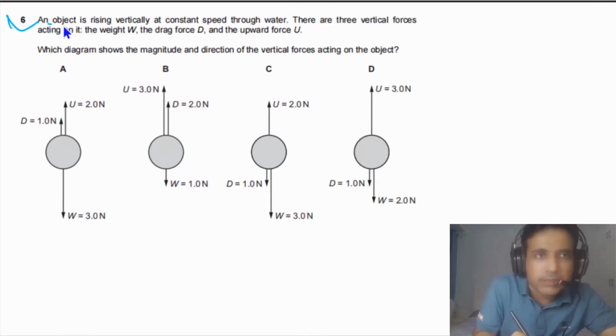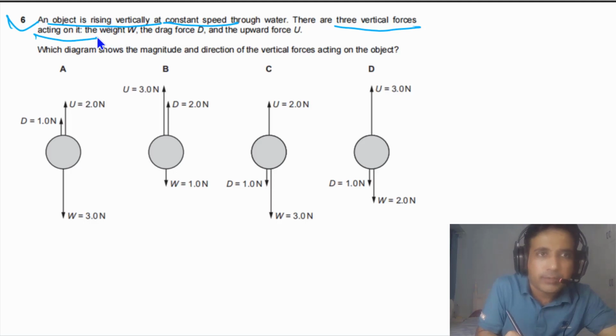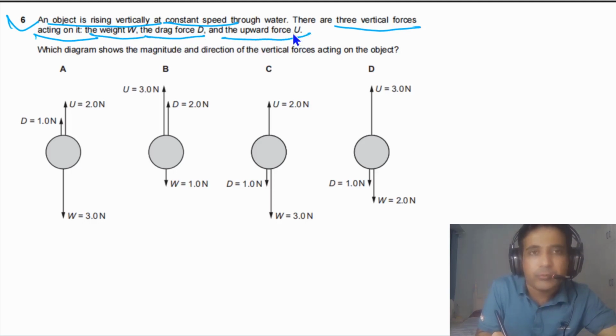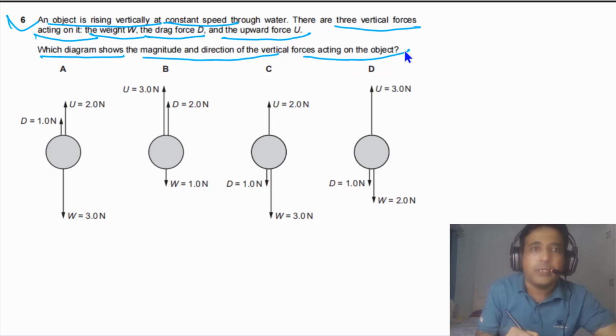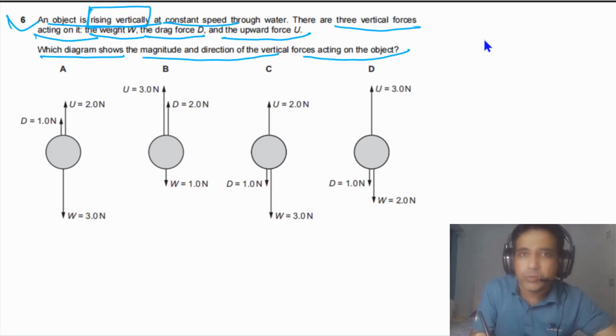Question number 6 says an object is rising vertically at constant speed through water. There are 3 vertical forces acting on the object. One force is weight, the second force is drag force, and the third force is upward force. Which diagram shows the magnitude and direction of the vertical forces acting on the object? So the first thing we need to understand: in this case the object is rising vertically upwards at constant speed. So the object is moving up.